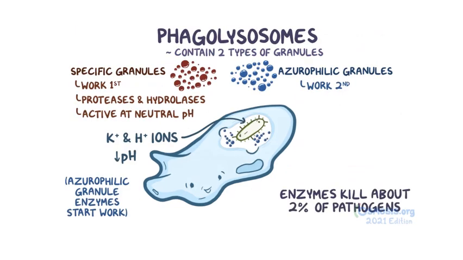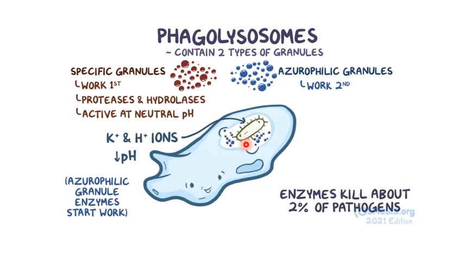So what is happening inside the phagolysosome? Two things can happen here. The first thing, when the lysosome just fuses with your phagosome, the environment inside of this phagolysosome has very much a neutral pH.